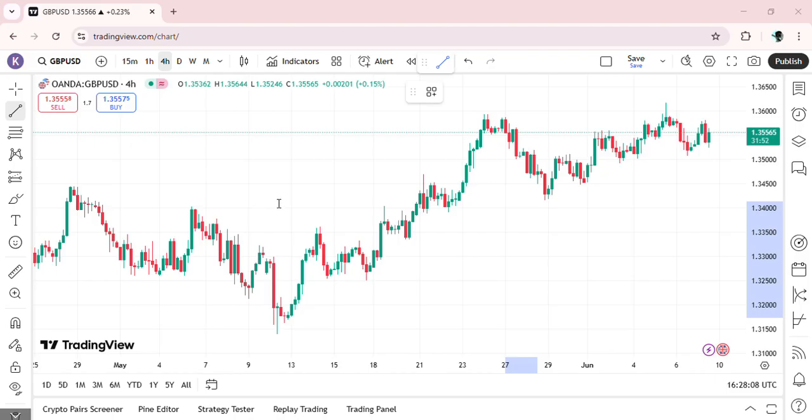So identify price structure, higher highs and higher lows. Draw trend lines connecting and identify key support, candlestick patterns. So now let's just go to the practical part. For that, we start with the uptrend.